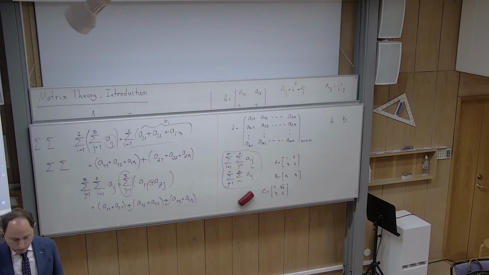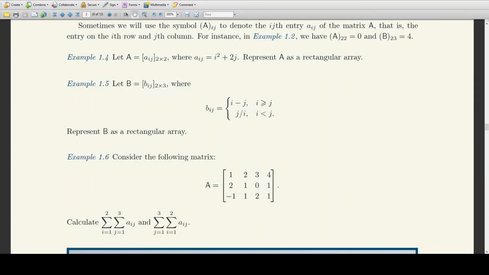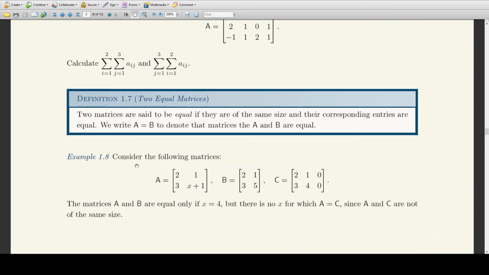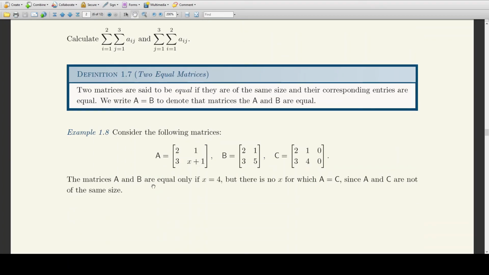Okay. So, for example, if we go down, the definition of equality of two matrices. You see here example 1.8. For these matrices that I have written here, is it possible to choose this variable X so that A becomes equal to matrix C? No, because matrix A is a 2x2 matrix and my matrix C is a 2x3 matrix. So they cannot be made equal.